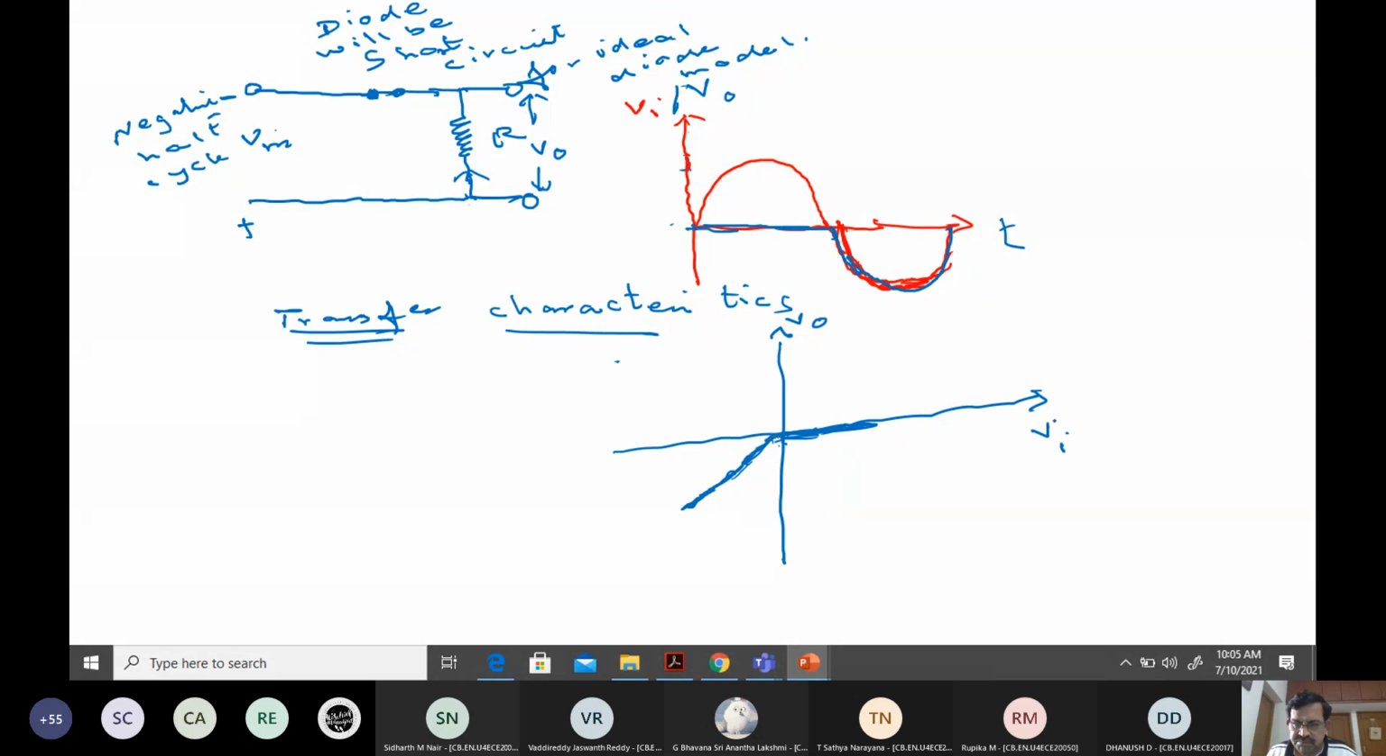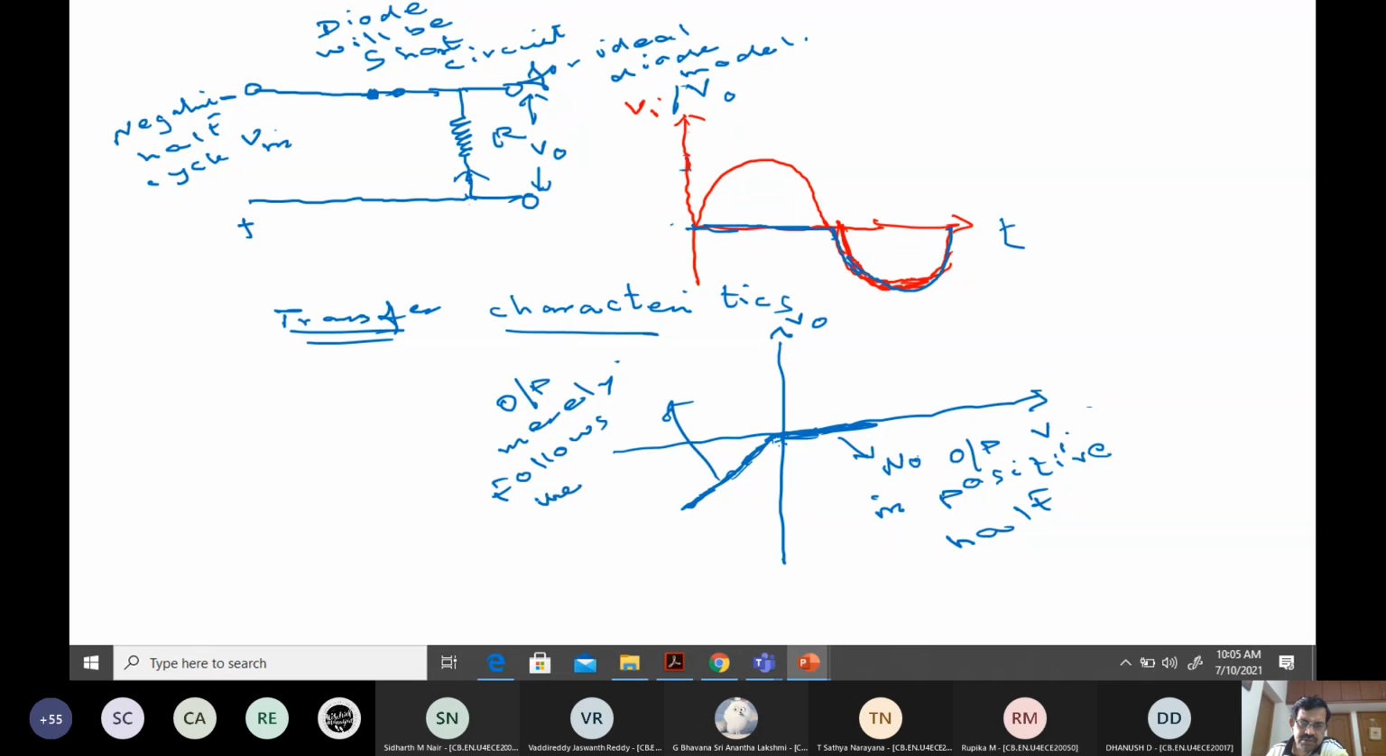So this is my output, this is my input, input on the x-axis, output on the y-axis, no output in positive of, and here we will have output merely follows the input. So that is the transfer characteristic.